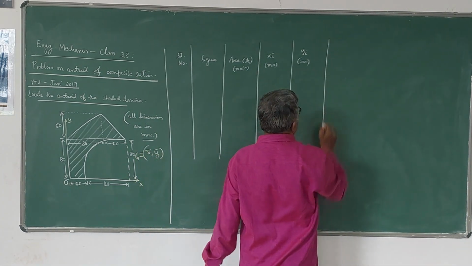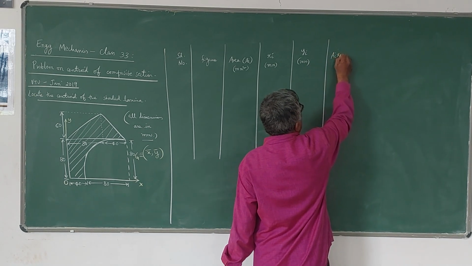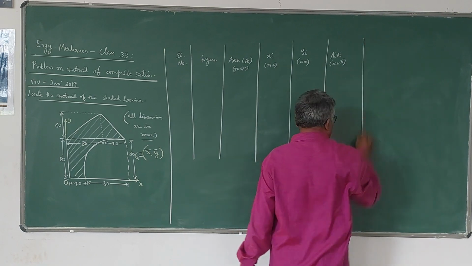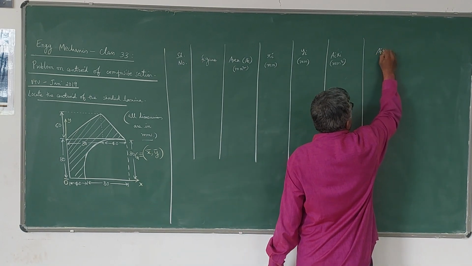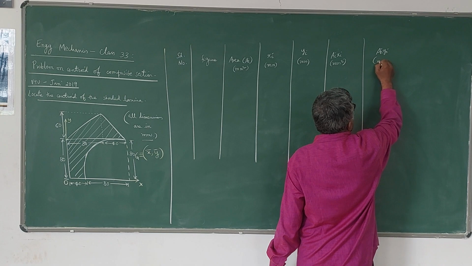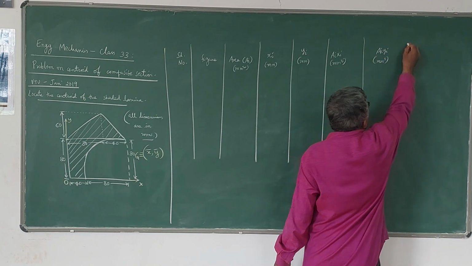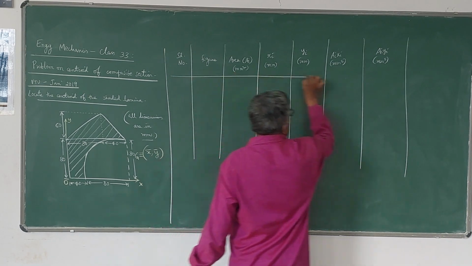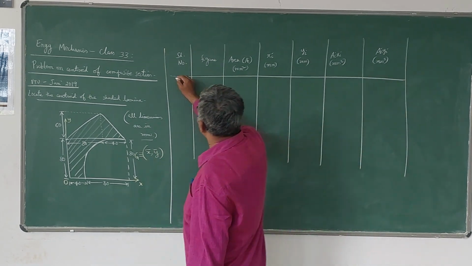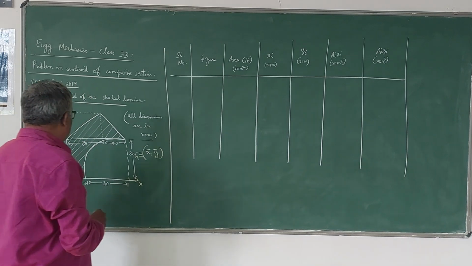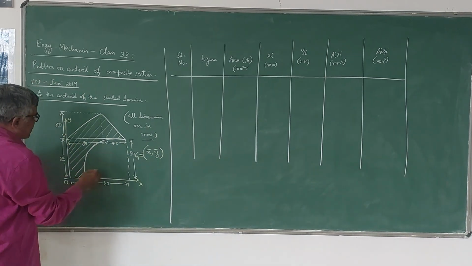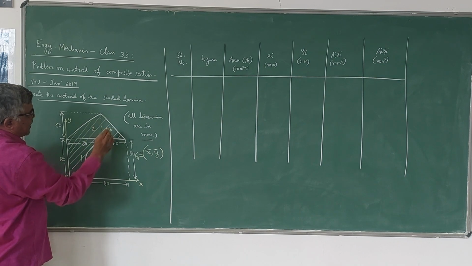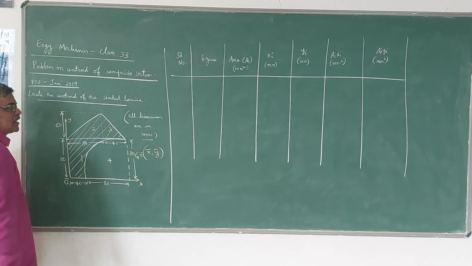Then you have the product Ai xi, which will be in millimeter cube. Then Ai yi, that is also in millimeter cube. Here Ai is nothing but the areas of the simple sections. As already told, we have 4 simple sections here. I will take the first one as the rectangle, the second one this triangle, the third one this small triangle, and the fourth one the quarter circle.